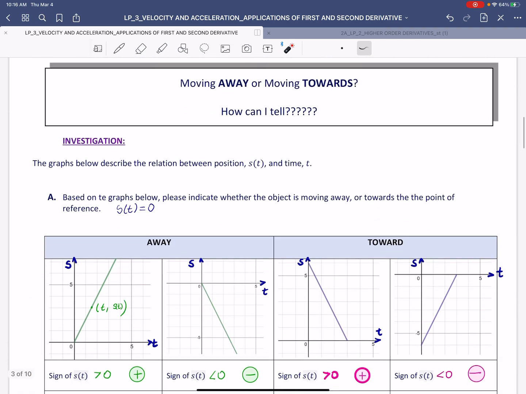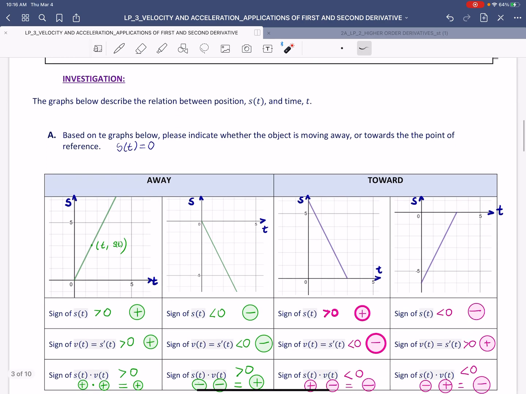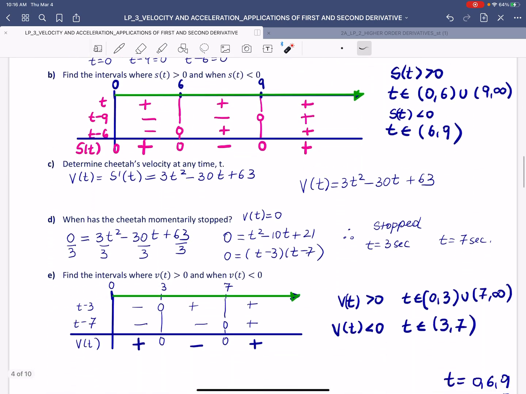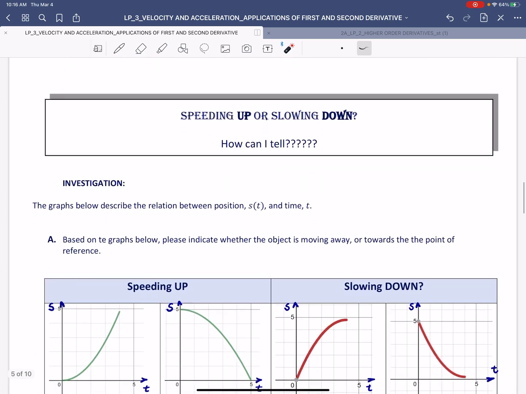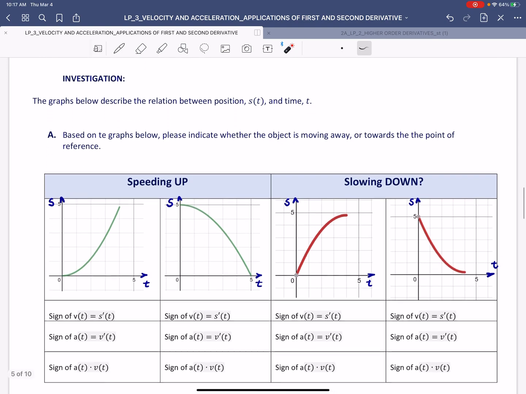And we also analyzed algebraically how to determine whether an object is moving away from or towards the starting point, or the point of reference. In this section, we are going to analyze whether an object is speeding up or slowing down, and we are going to do this all algebraically. So let's get started. How can we tell whether an object is speeding up or slowing down?